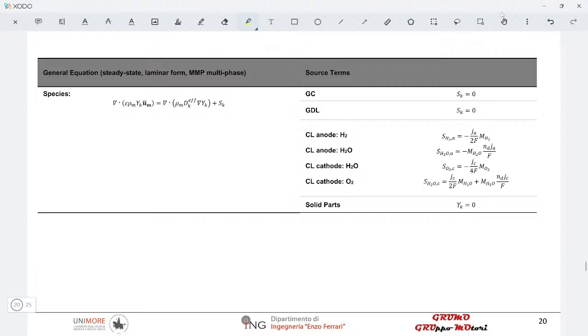For the species, okay, you see that the source term in fluid and porous materials is 0 because there is no electrochemical reactions here. In solid parts, we have no fraction, no mass fraction of the fluids. And in the catalyst layers, something happens. Here we have the electrochemical reactions, okay?